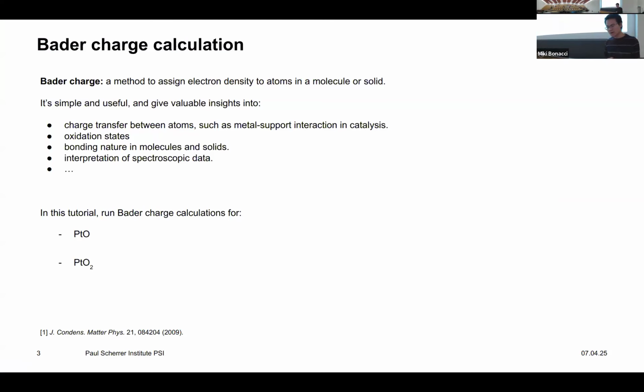It can give you insight, for example, into the charge transfer between atoms, such as the metal-support interaction in catalysts, or help you understand the oxidation state and the bonding nature in molecules and solids. It is also useful for the interpretation of spectroscopy data. In this tutorial, we will run Bader charge calculations for 2 systems. One is platinum 2 oxide, another is platinum 4 oxide.